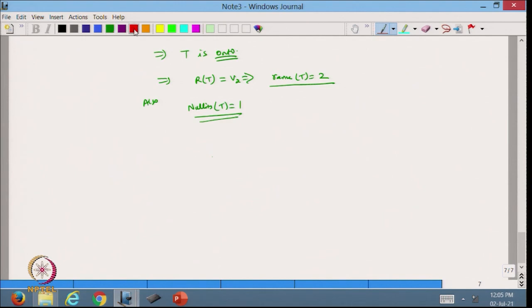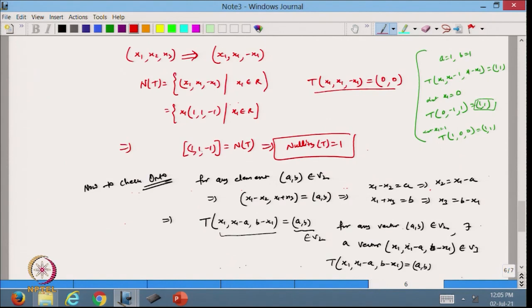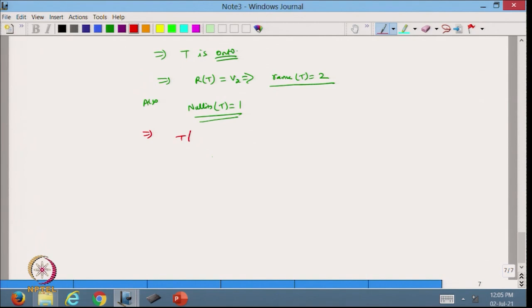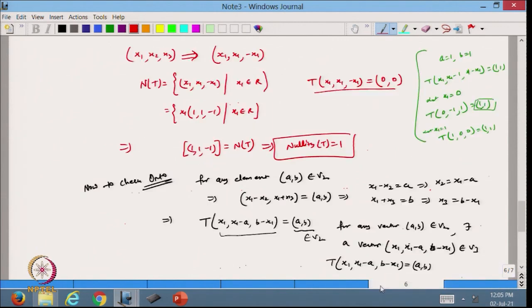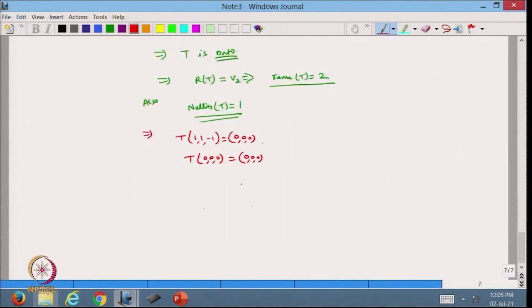So if the nullity is 1, the nullity is coming from (1, 1, minus 1). We can check that the element (1, 1, minus 1) is mapping to the (0, 0) element, and also we know that the (0, 0, 0) element will map to the (0, 0) element. That is the property of the linear transformation. So two different elements are mapping to the same element in this case, so I can say that T is not 1-1. So T is onto but not 1-1.